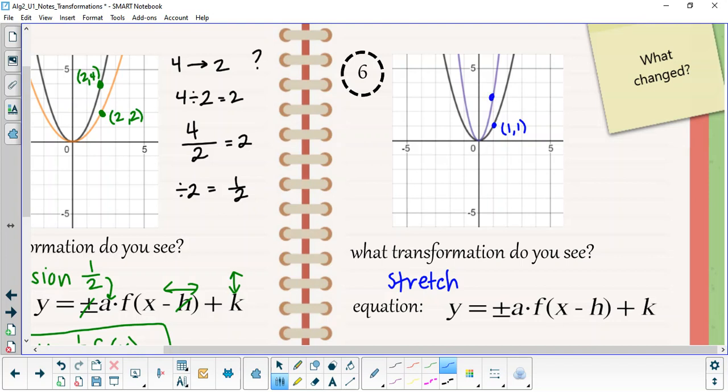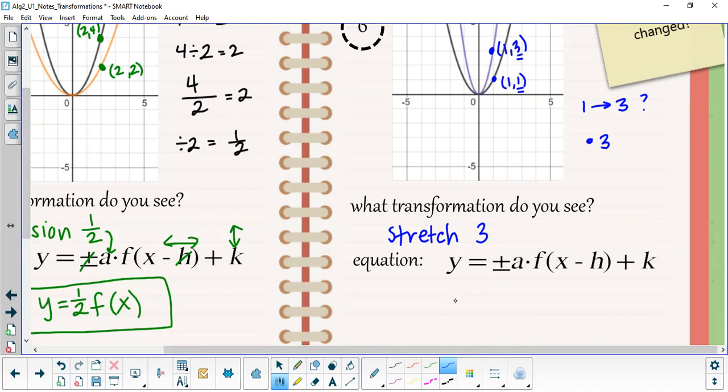here at (1, 3). So how did I go from the parent graph y value of 1 to the new graph y value of 3? I multiplied by 3. So we can say this stretch occurred by 3.